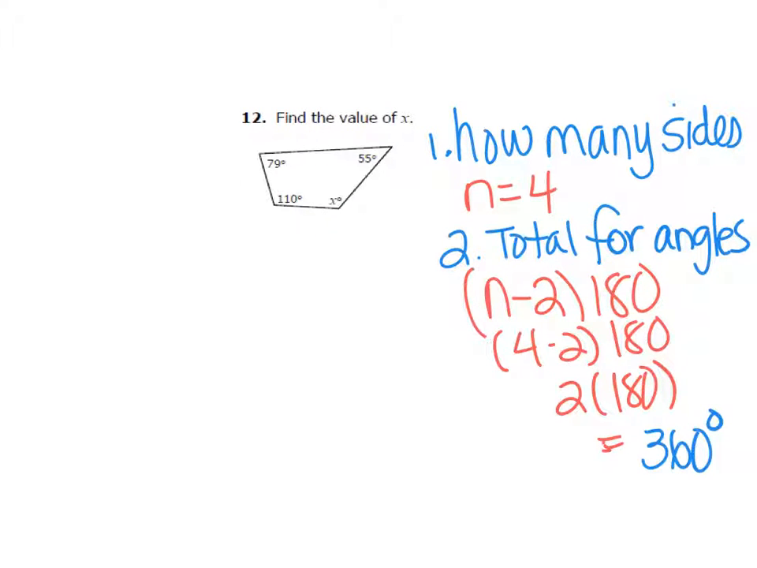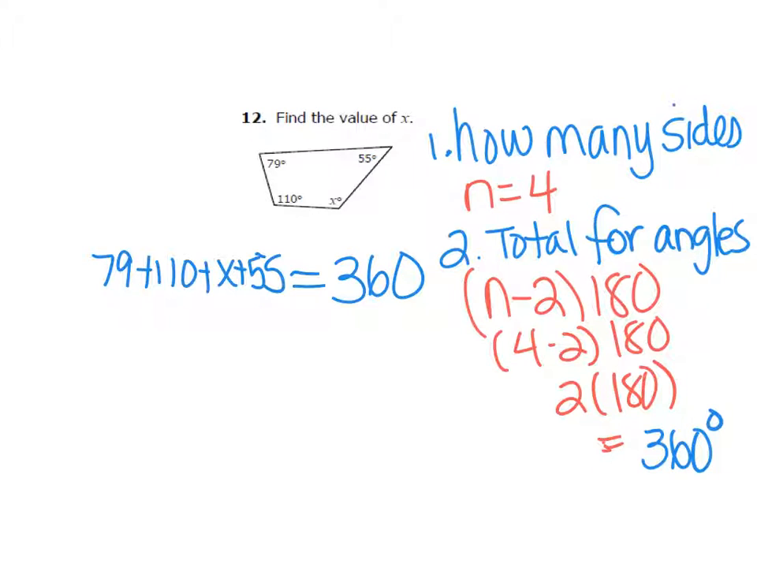All right, so check it out. The thought process is how many sides does this have? It has 4 sides. Find out the total for all the angles. Even though they're not the same, we still can go with the total. N minus 2 times 180 gives us the total or the sum. Sides are 4. 4 minus 2 is 2, and 2 times 180 is 360. So we're going to say this is equal to 360. So we're going to do 79 plus 110 plus x plus 55 equals 360. Go ahead and solve that and tell me what x is equal to.